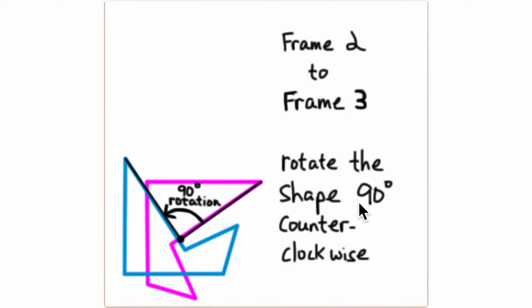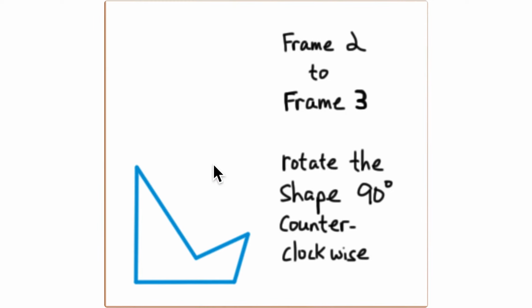So rotate the shape 90 degrees counterclockwise. Another good word to get used to as you describe the movement of shapes within a plane. So this is the opposite way that a clock moves. So this is to the left, clock moves to the right. So that's frame 2 to frame 3, rotate the shape 90 degrees counterclockwise.